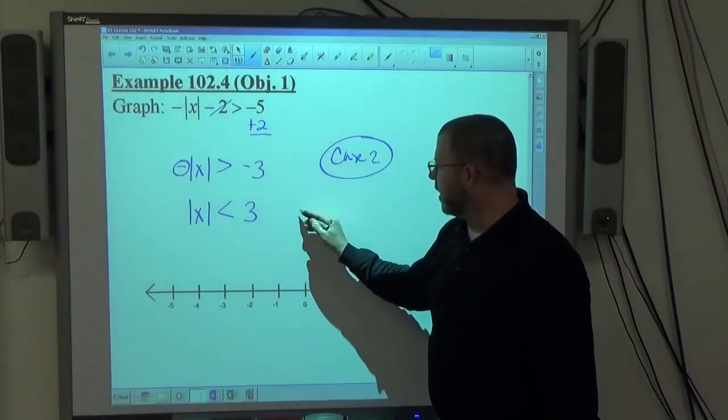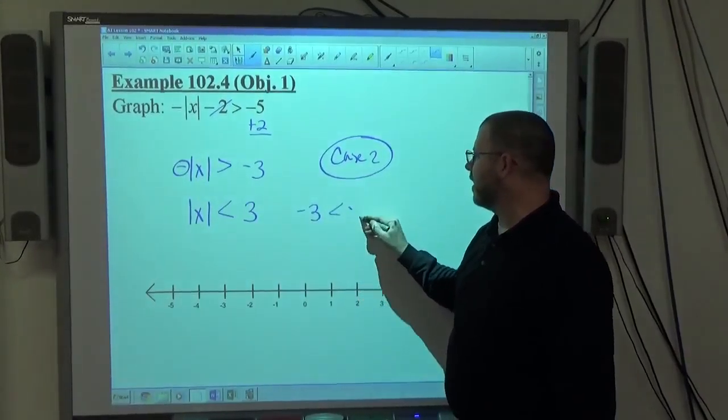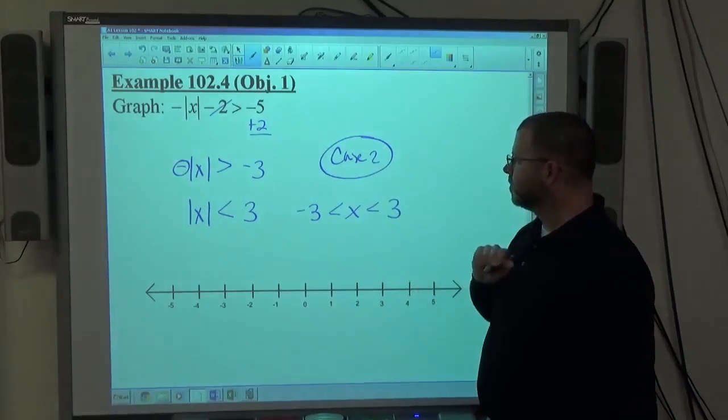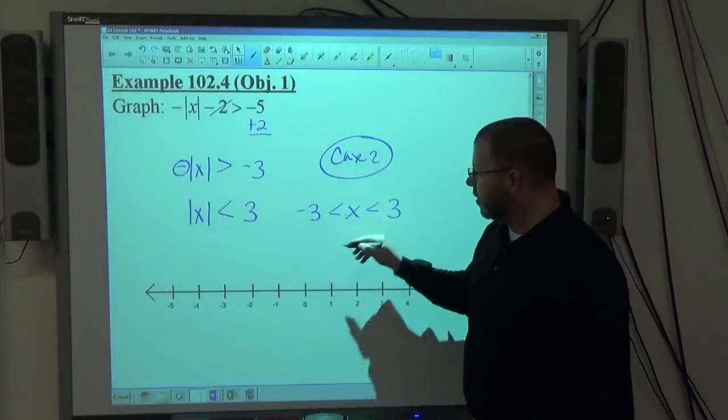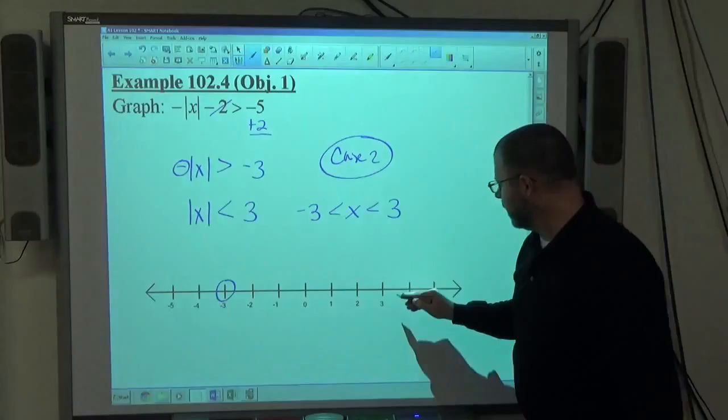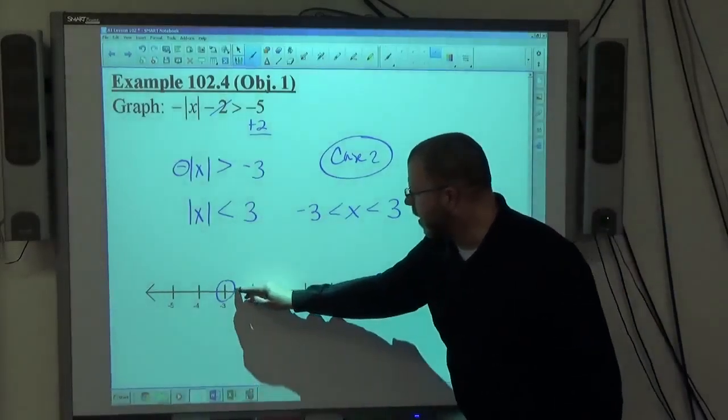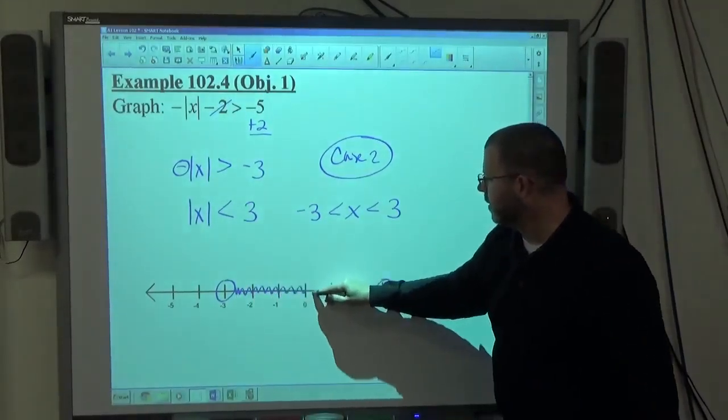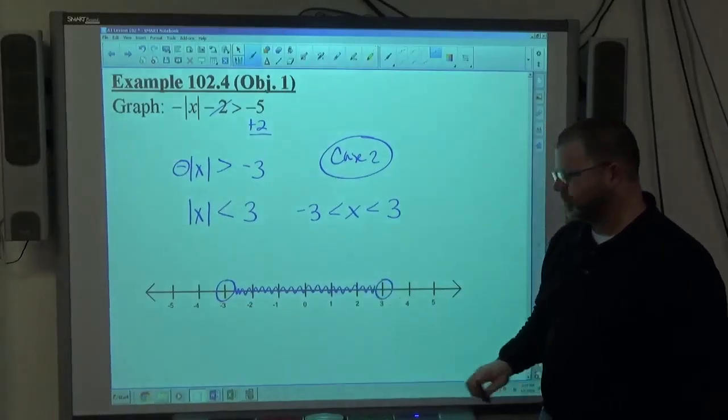Case 2, we're going to translate it to negative that number less than x less than positive that number. No equals to this time, so open circle at negative 3, open circle at positive 3, and we're going to shade in between.